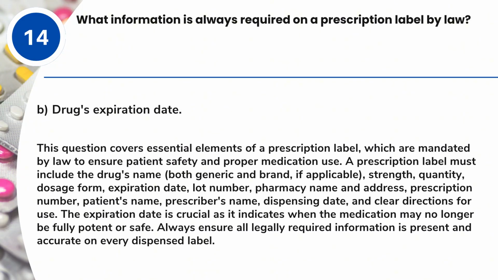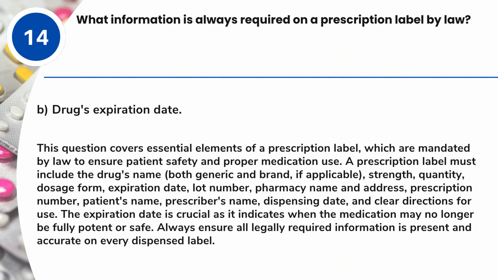Answer B. Drug's expiration date. This question covers essential elements of a prescription label, which are mandated by law to ensure patient safety and proper medication use. A prescription label must include the drug's name, both generic and brand, if applicable, strength, quantity, dosage form, expiration date, lot number, pharmacy name and address, prescription number, patient's name, prescriber's name, dispensing date, and clear directions for use. The expiration date is crucial as it indicates when the medication may no longer be fully potent or safe.